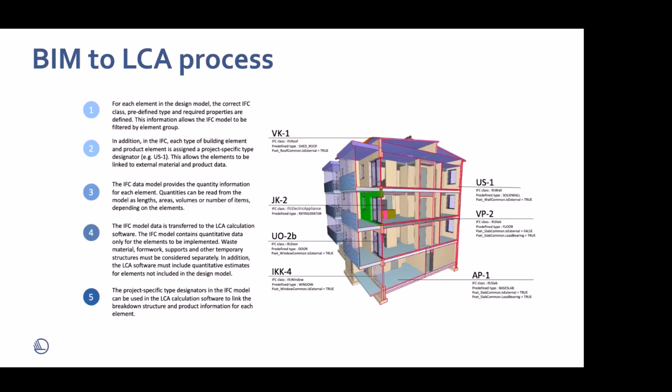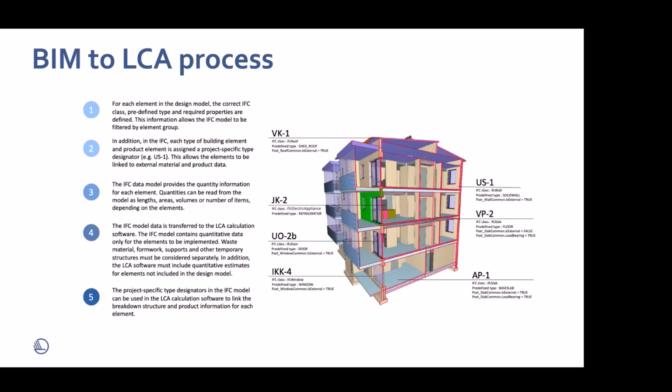As a second step, a project-specific product type designator, such as floor type 1, should be assigned to each element. This allows linking the structure's geometries to product and material data that is not recorded in the model.